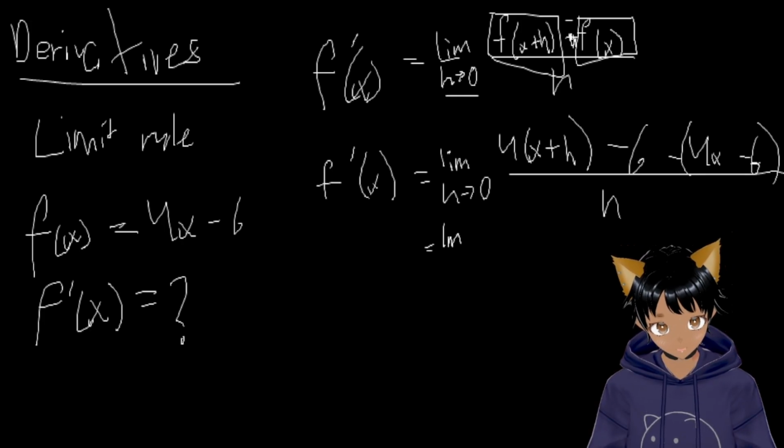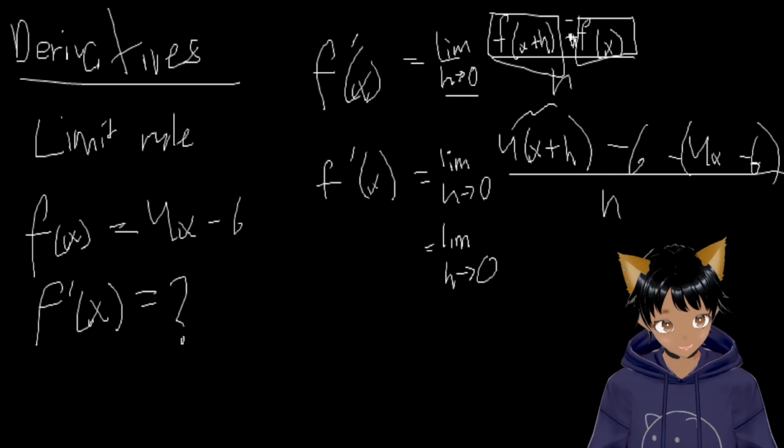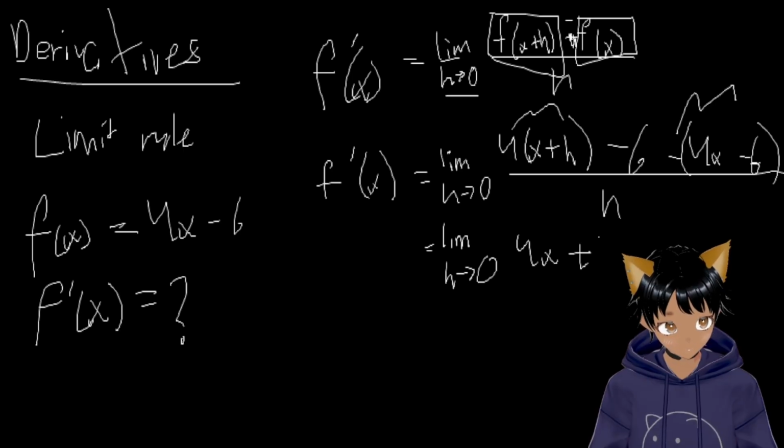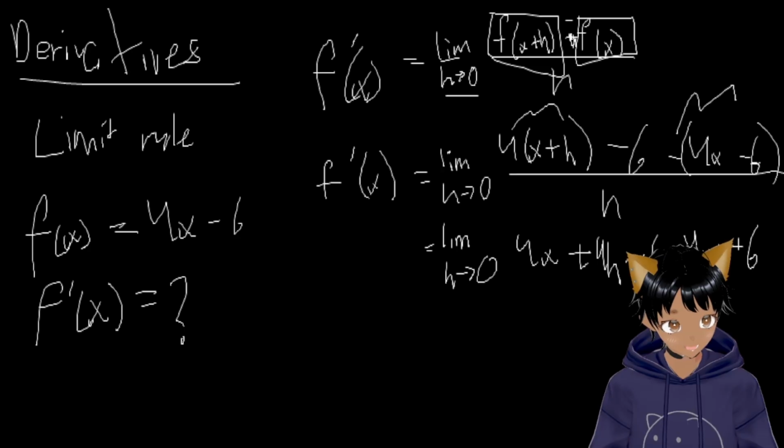So now what you do is rewrite this part. I'll keep doing that for some reason. I don't know why. To now fit into that, and then that. So you get 4x plus 4h minus 6 minus 4x plus 6, all over h. Spooky, I know.